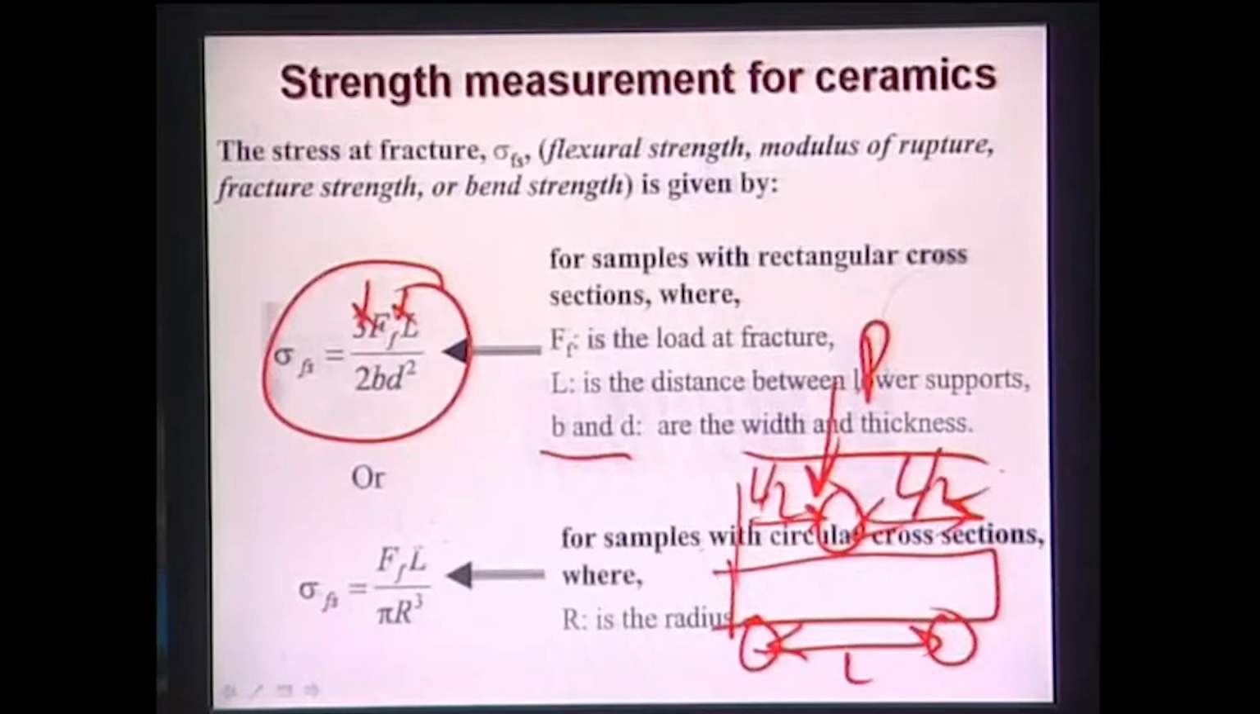So the top roll is placed exactly at the center of the span length. Then you have the height H, and the other dimension in this rectangular cross-section sample is B. So you have the width, the height, and the span length, and everything is in this strength value. You measure the load at which the fracture takes place, and since you know the geometry of the sample, you can calculate immediately the flexural strength.